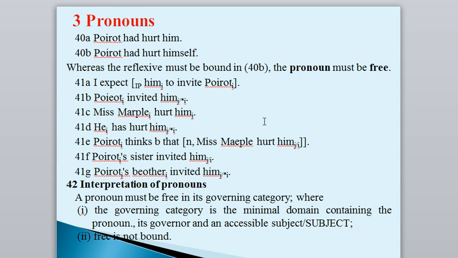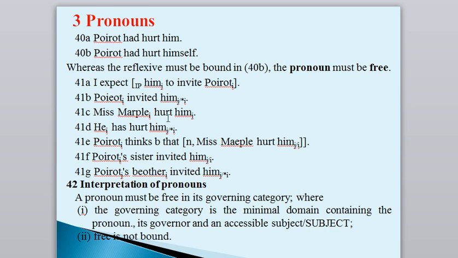Look again at these examples. I expect him to invite Poirot. This is okay because him here is free. It has the index J and Poirot has the index I. So this is free. They are not co-indexed. The second one, Poirot invited him. If we co-index him with Poirot, this is ungrammatical. But if the index of him is different from the index of Poirot, and this shows that him is free, this is okay. So this is the interpretation of the sentence.